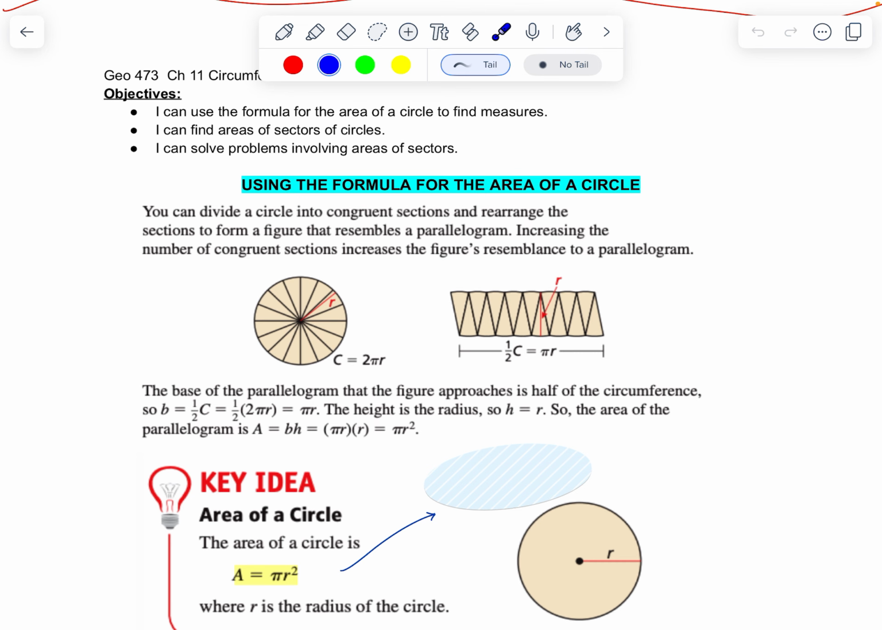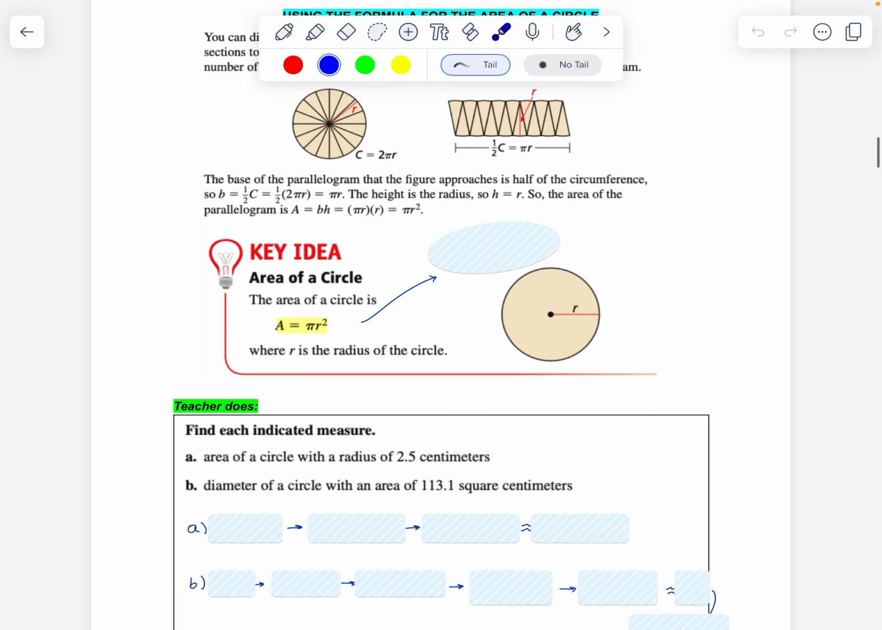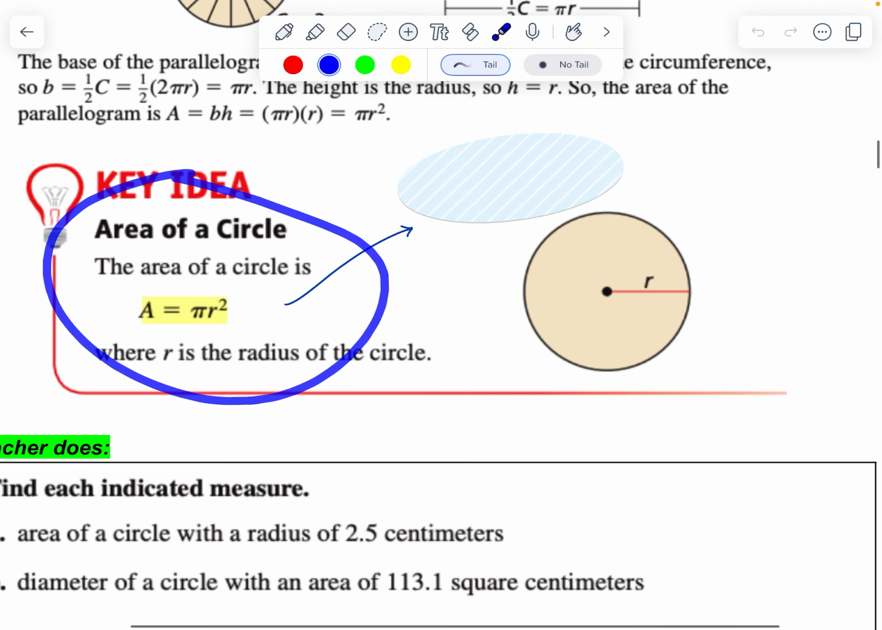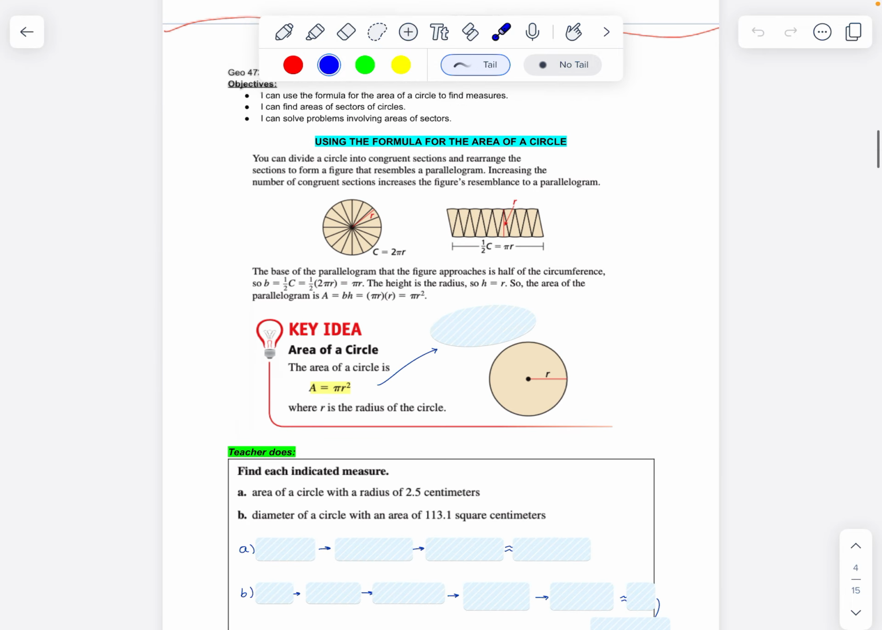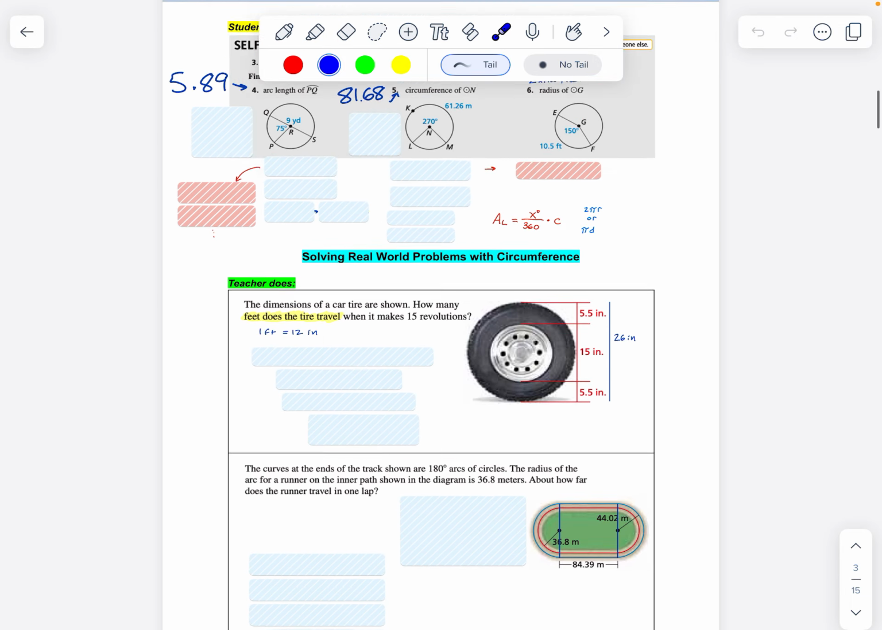Last class, we talked about circumference of a circle. We talked about arc length. Today, we're going to talk about area of a circle, how to find it, and then we're going to talk about how we find a portion of that area. This should hopefully be a little easier as long as we feel good on arc length.